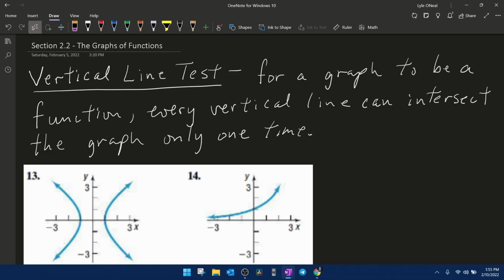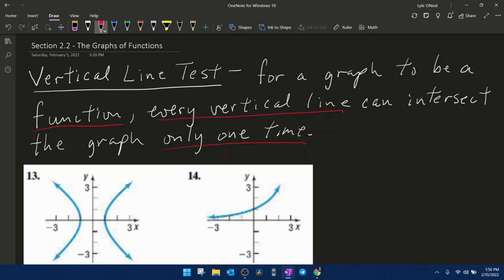The one and only definition that we're going to cover in this section is the vertical line test. The vertical line test basically says, for a graph to be a function, so we're focusing on a graph being a function, that every vertical line that you could possibly draw can intersect the graph only one time. So another way to say this is, if a vertical line touches the graph more than one time, it's not a function. And now let's practice.